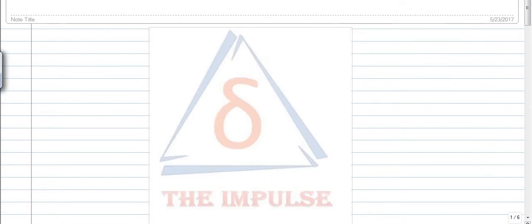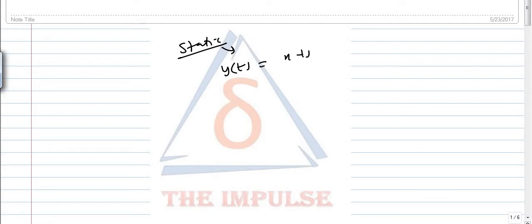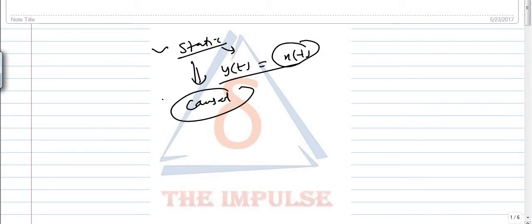In the previous video, I talked about static and dynamic systems. For a static system, for any present value of time t, my output only depends upon the present value of input. Under this condition, a static system is a causal system. So I can say that all static or memoryless systems are causal systems.